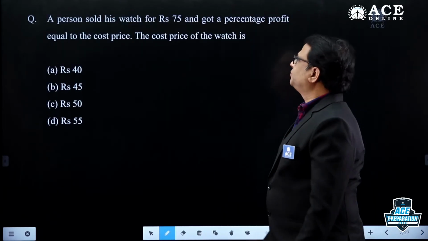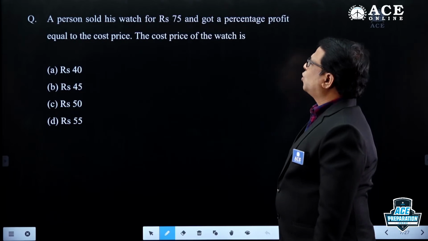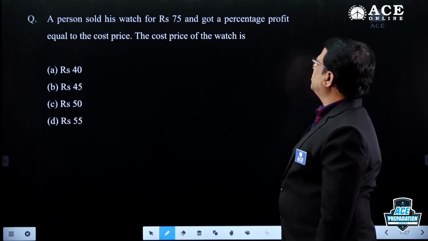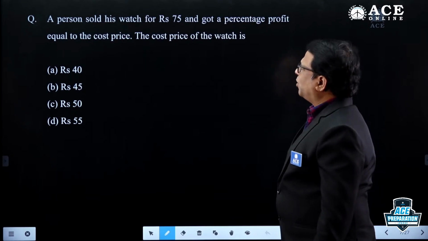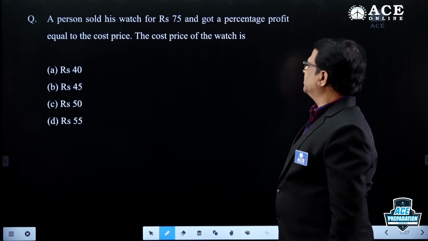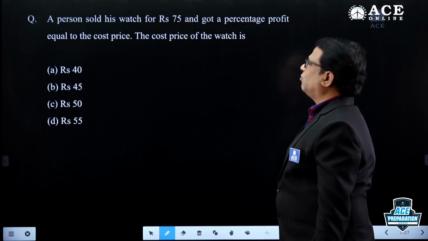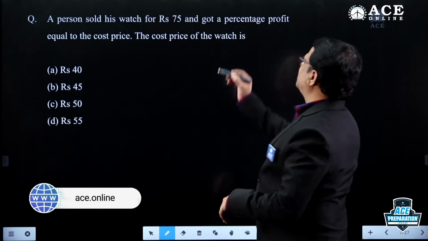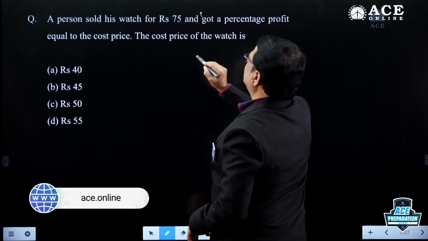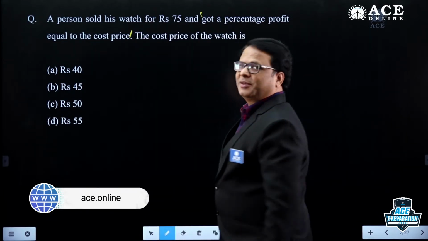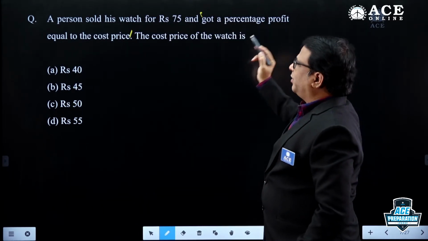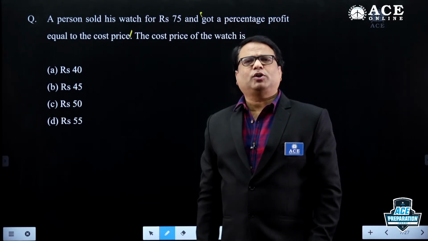Now the next question. A person sold his watch for rupees 75 and got a percentage profit equal to the cost price. The cost price of the watch is. Now, you need to understand the meaning of this phrase from here to here. This meaning you have to understand: got a percentage profit equal to the cost price. What do you mean by that?